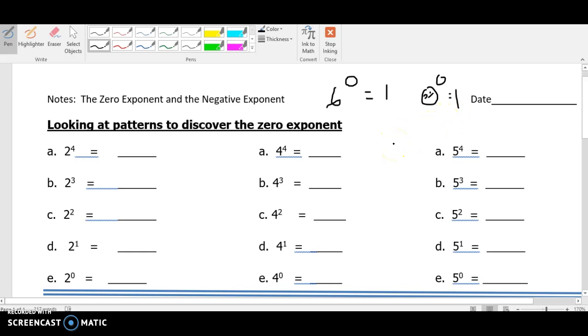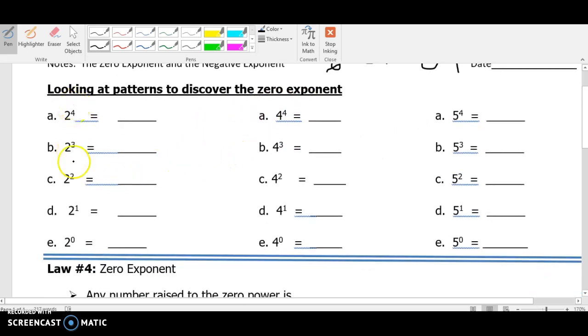But just to do a little bit of a thought experiment, let's look at some patterns to help figure out why that's the case. As we said before, it doesn't really make sense why it equals 1, but maybe we can see why. Down here, I gave some patterns: 2 to the 4th, 2 to the 3rd, 2 to the 2nd, 2 to the 1st, 2 to the 0. I want you to fill out what each of these equals.